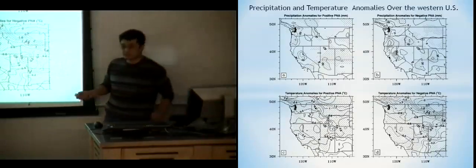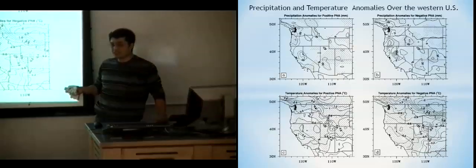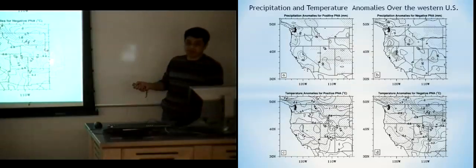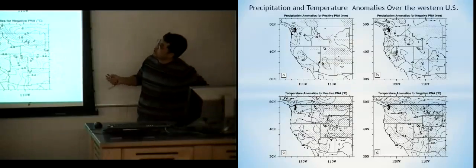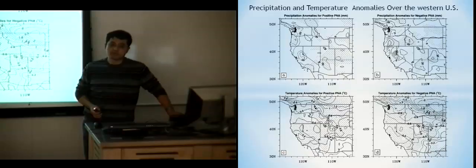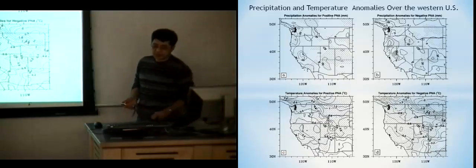The increased temperature results in lower snowpack. The decreased temperature results in higher snowpack. That means that under the PNA pattern, temperature has a dominant impact on snow anomalies. This is different from ENSO. For ENSO, precipitation has a very dominant impact on snow anomalies.